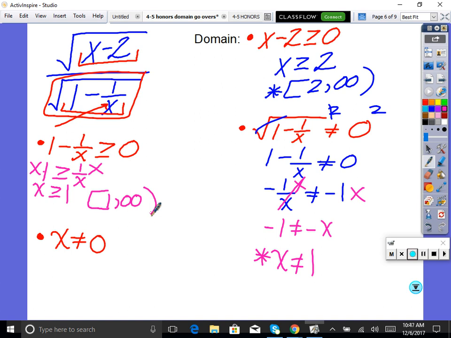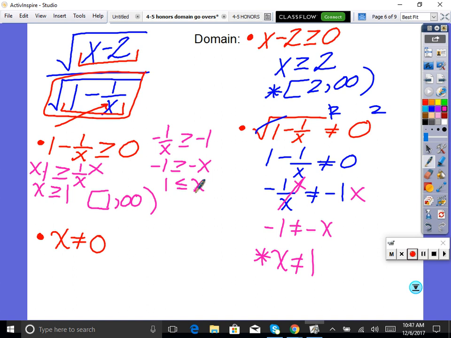When you divide by a negative. So if you would have done this by subtracting that, we would have had negative 1 over x is greater than or equal to negative 1. Am I right? Then you would have multiplied both sides by x. You would have negative 1 is greater than or equal to negative x. Then you would have had to divide both sides by negative 1, flipping the inequality. 1 is less than or equal to x, so x is greater than or equal to 1.